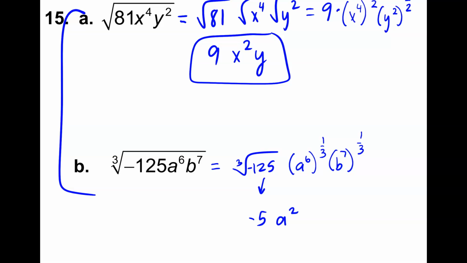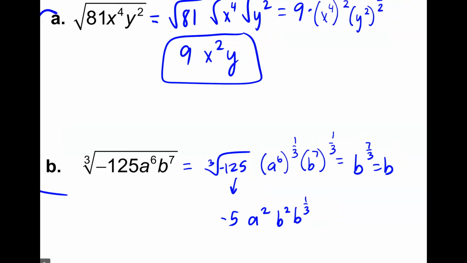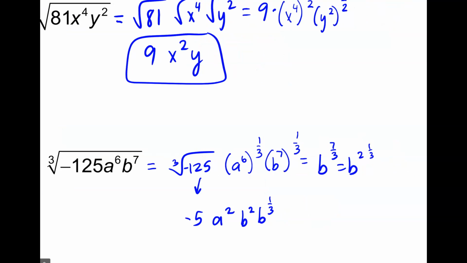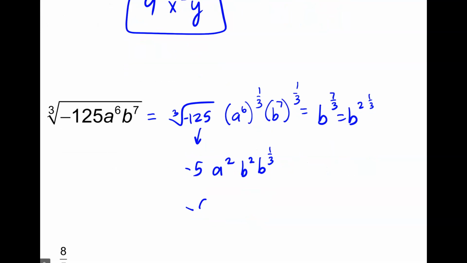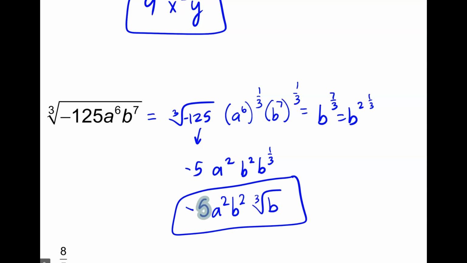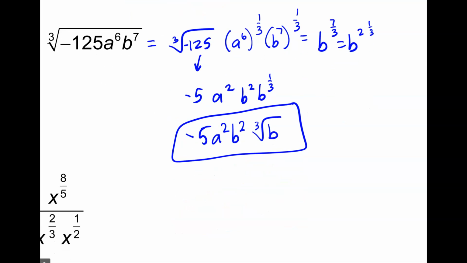How many times can 3 go into 7? Twice. And how much left over? 1. So it's literally going to be b to the 7/3. That's just b to the 2 1/3. So if you split it up, you have b squared and b to the 1/3. So putting it all together, negative 5, a squared, b squared, and then the cube root of b. This is a great problem because you have a little left over. And we worked on this for like 2 days.